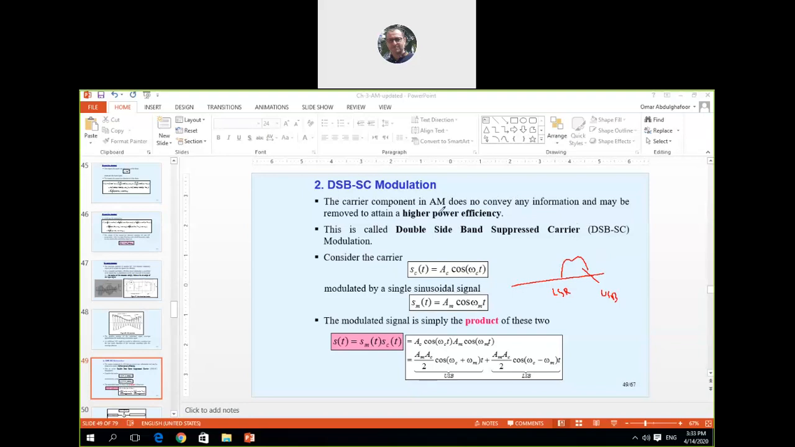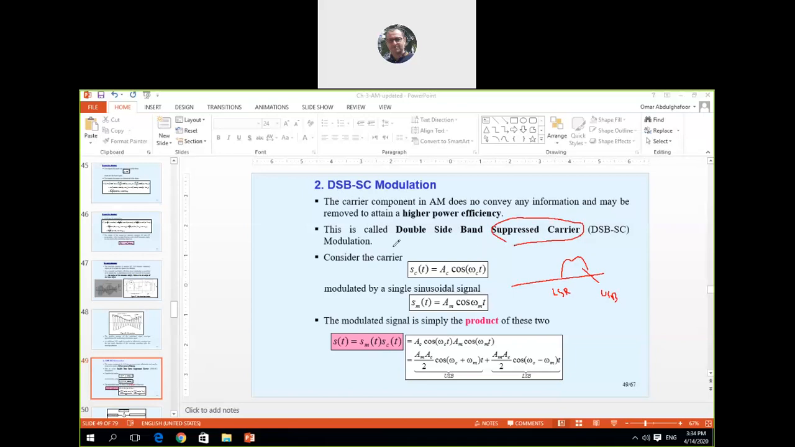So in this case, if we remove the carrier, then we have better power efficiency. Power efficiency will be better with double sideband suppressed carrier modulation compared to double sideband large carrier modulation. So this one we call double sideband suppressed carrier, because we are going to remove the carrier. So let's see how we can do that.